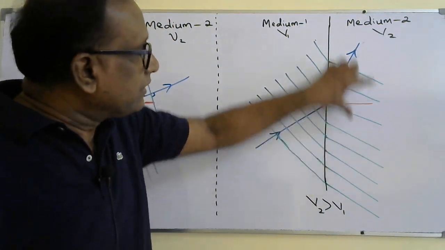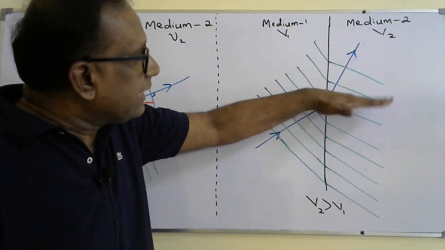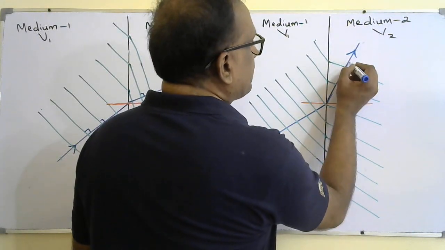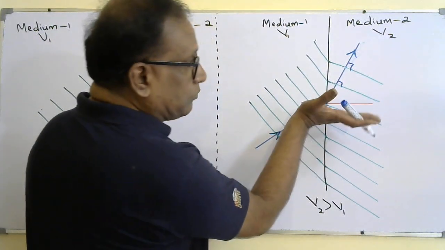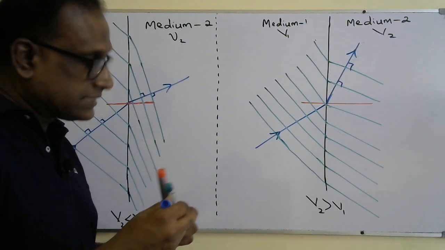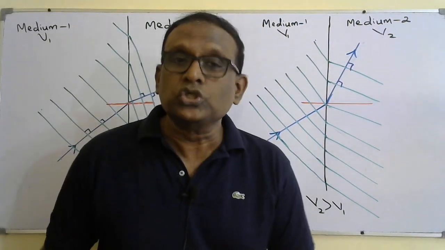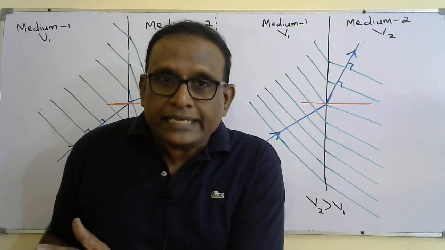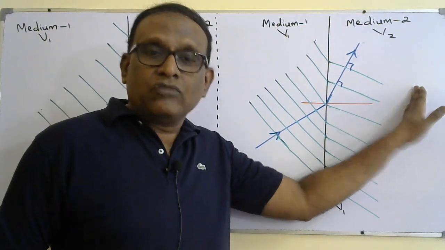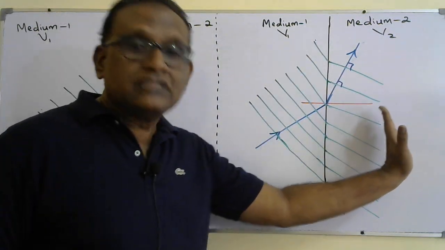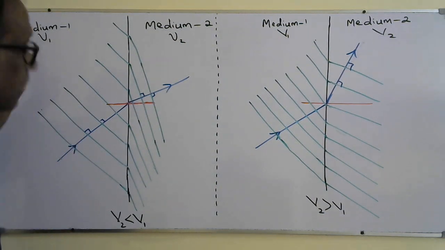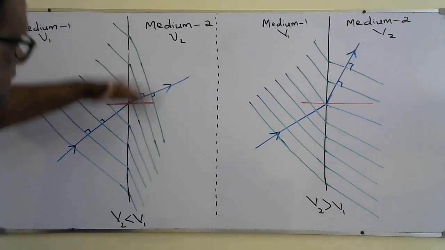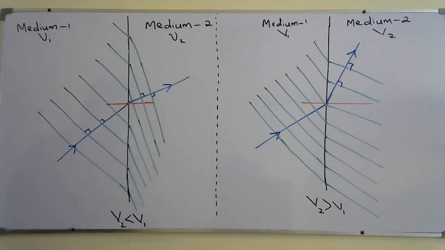Here the wavelength, the gap between the wavefronts, increases. So the ray is perpendicular to the wavefronts, which means the ray will move away from the normal. Okay, this is the reason. You should know this basic idea related to wavefronts. So when a wave travels from a lower speed to a higher speed medium, the ray will move away from the normal and the wavelength will increase. When the wave moves from a higher speed medium to a lower speed medium, the wave will move towards the normal and the wavelength will decrease.